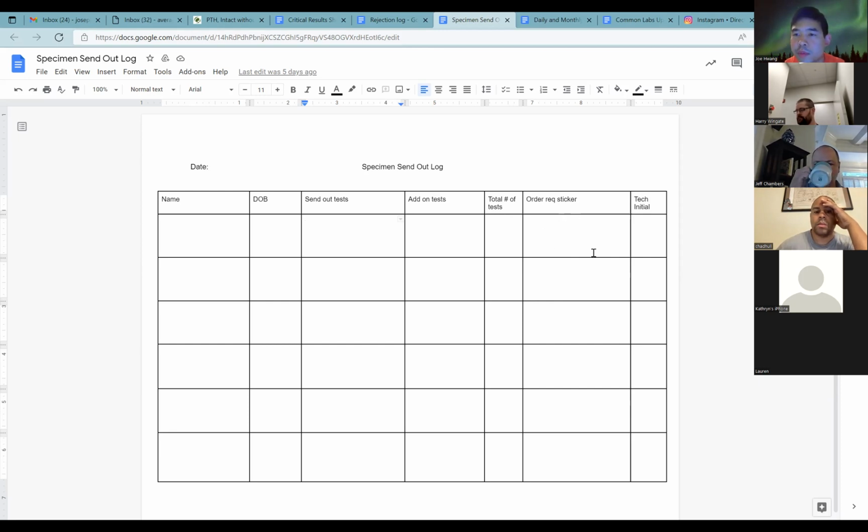So I know the stickers are real big. The important thing really is just to get the barcode on here, and you can cut off the excess stuff so it fits on this line. Any questions about the send out log?